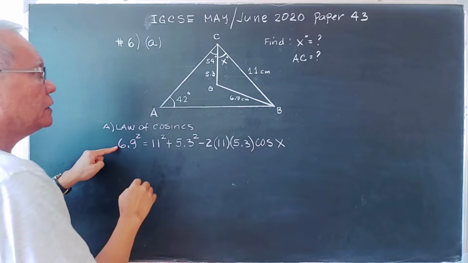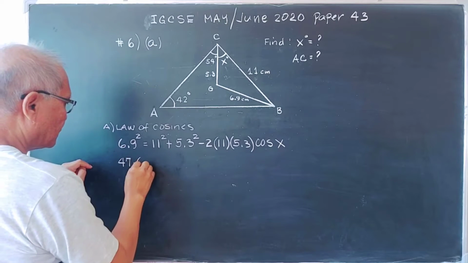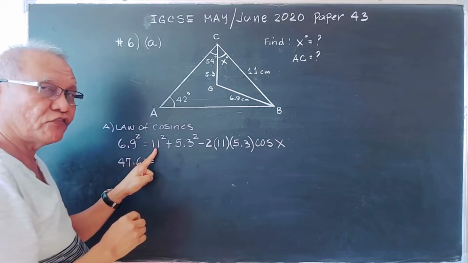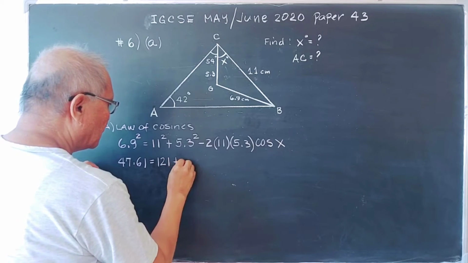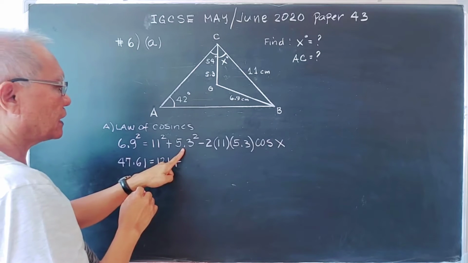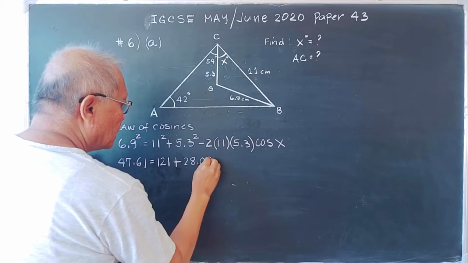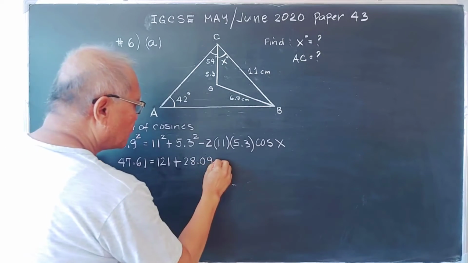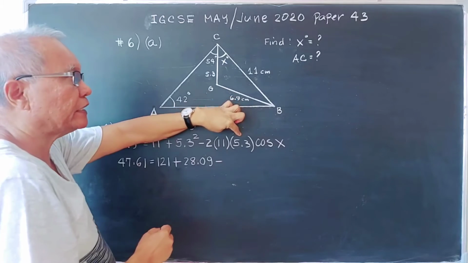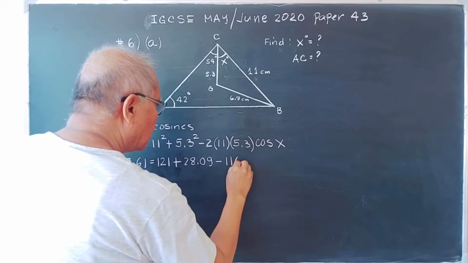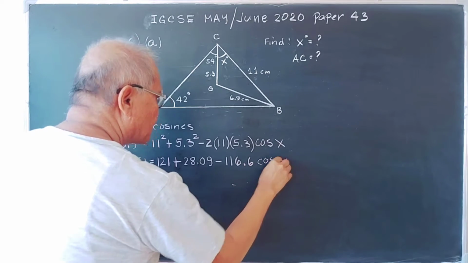So let us square this one. 6.9 times 6.9 is 47.61. 11 times 11 is 121, plus 5.3 times 5.3 is 28.09, minus, then we multiply 2 times 11 times 5.3, so that is 116.6, and we have the cosine of X there.